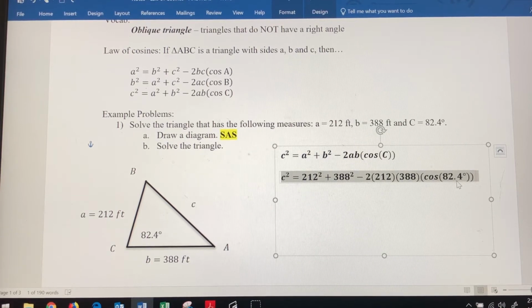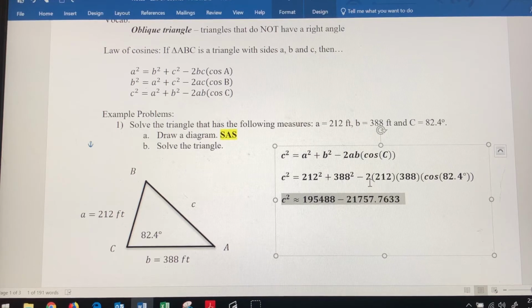There's a lot of calculator work and order of operations you need to be concerned with, so make sure you take your time when you're entering the values. If you square these values and add them together, you should get 195,488. If you take the product of these four values, you're going to get a negative because we only have the one negative sign here, and you get 21,757.7633. When we find the difference of those two values, we get 173,730.2367. That's still C squared, so we've got to take the square root of both sides. So side C is going to measure 416.81 feet.